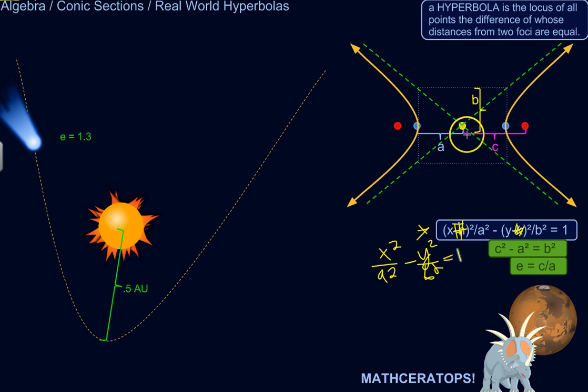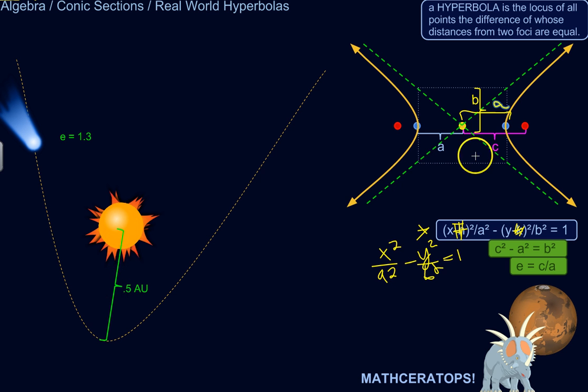Well, what do a and b represent? a is the distance from the center of the hyperbola to the vertex, and c is the distance from the center to the focus. So I'm going to actually draw a here as well.